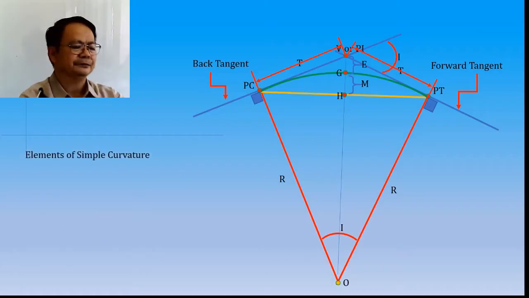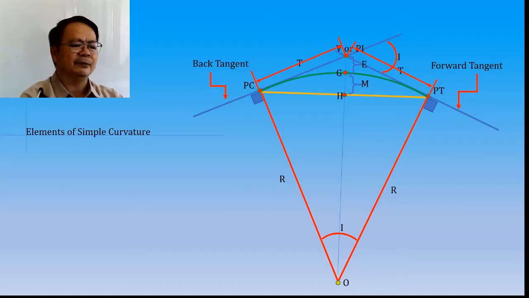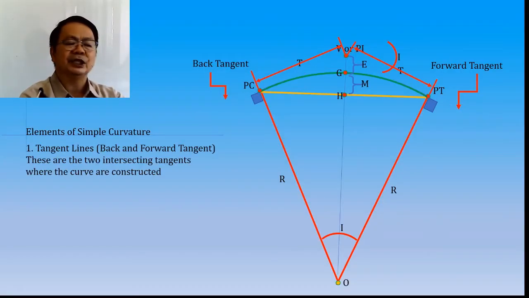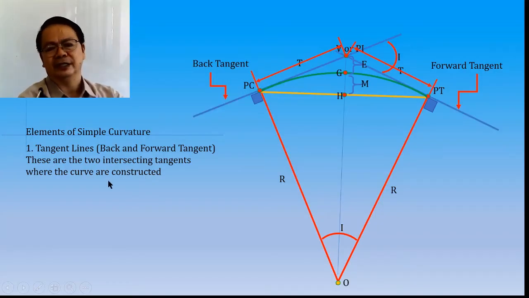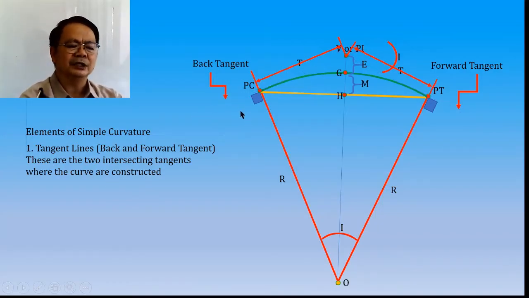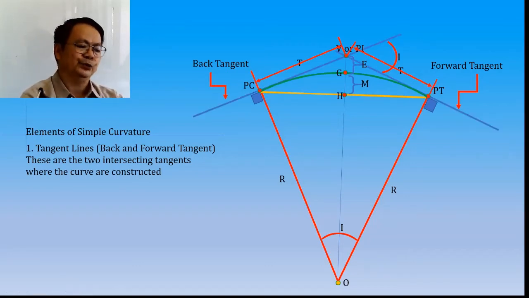And what are they? We have the first element na tinatawag nating tangent lines. Ano ba yung tangent lines? Makikita natin nagbiblink sa ating illustration na tinatawag nga nating back tangent at forward tangent. These are the two intersecting tangents where the curve are constructed. Ito yung dalawang tangent na kung saan doon natin ikino-connect yung ating simple curvature. Binubuo nga siya ng back tangent at forward tangent.